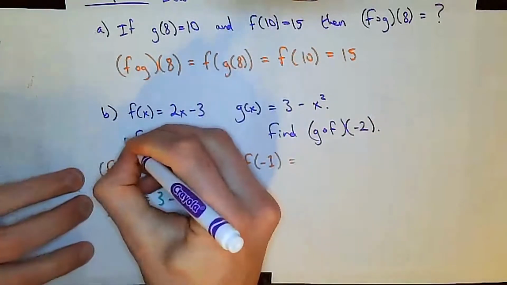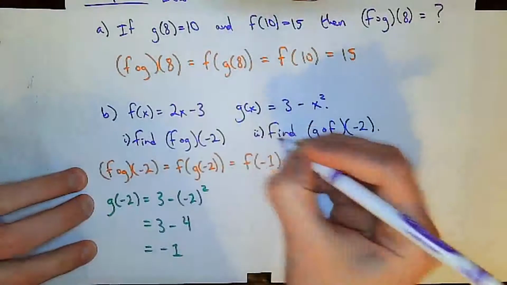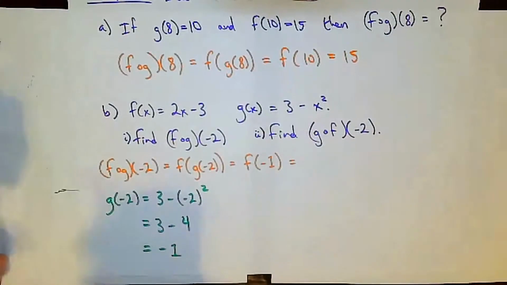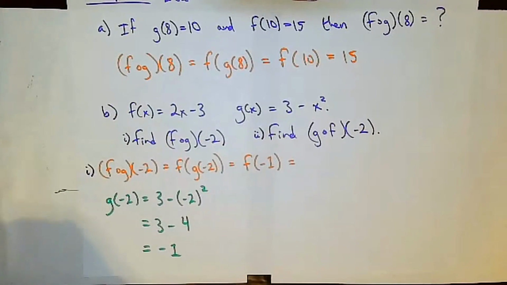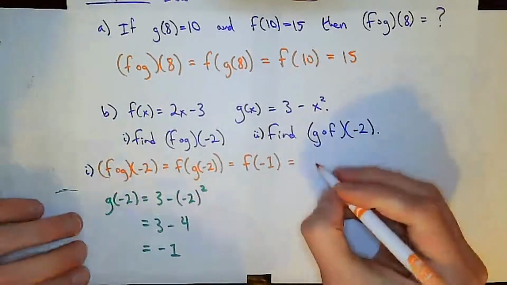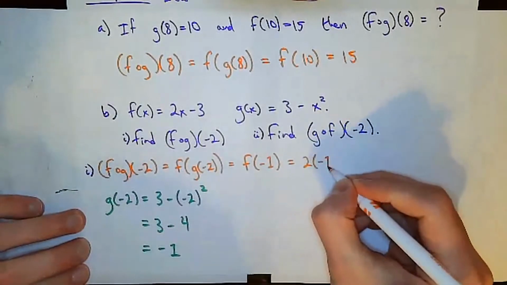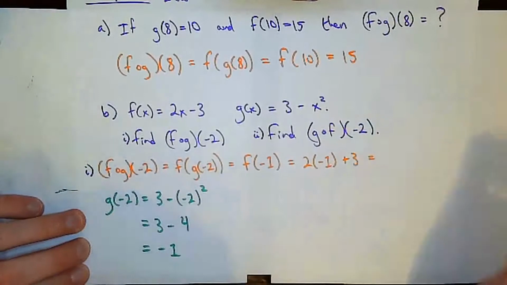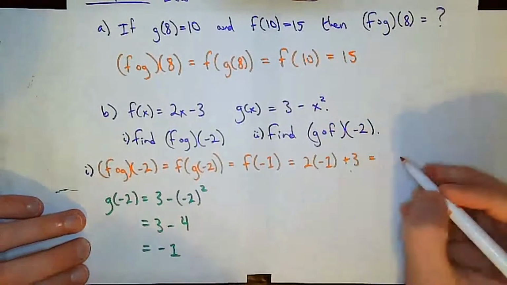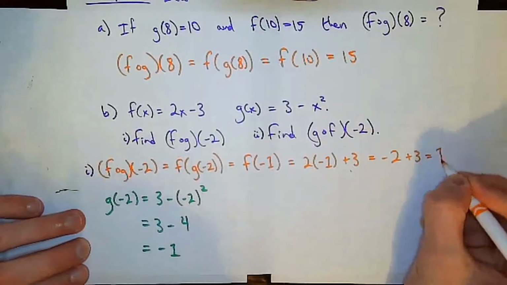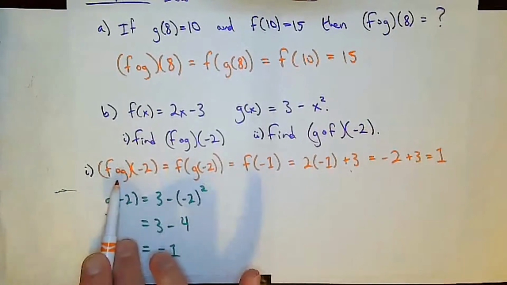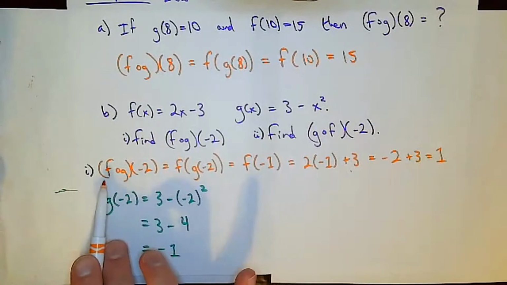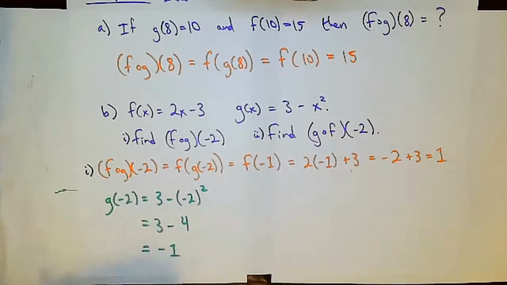Let me number this problem, 1 and 2 there. So we're working number 1 right now, just to keep that straight. Okay, so f of -1. Well, I just plug -1 into the f function. 2 times -1 is -2 plus 3, and that's going to be 1. All right, cool. So f composed with g at -2 equals 1.